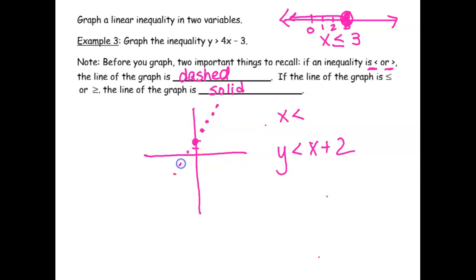Because it's y is less than, it's actually just going to be a dashed line. That's what I mean by dashed. But if it was less than or equal to, the line itself would be solid like that. That's what I mean by the difference. Hopefully you understand that.